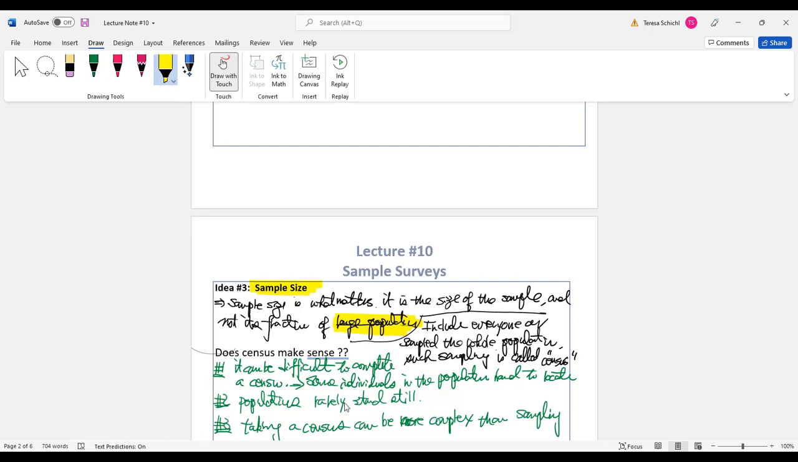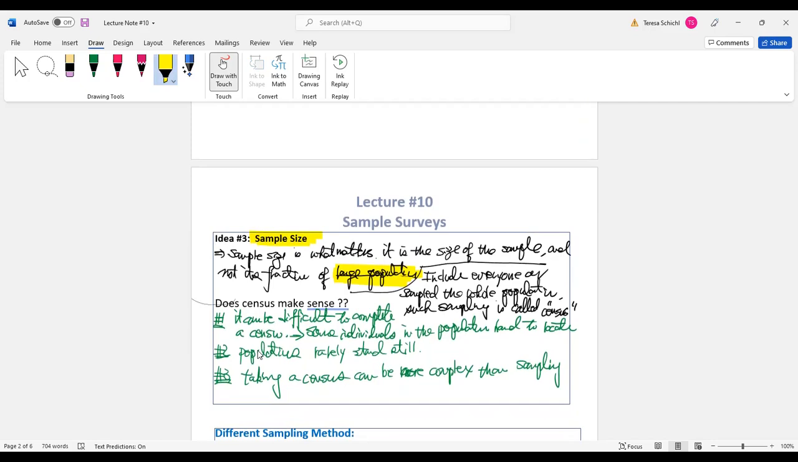So that's why we talk about the last thing here. Does the census make sense? In fact, it's very difficult to do, and the population really doesn't stand still, and it's sometimes more complicated than sampling. That's why, in the US, we only do the census every 10 years, because it's not an easy task here. All right, okay, that's it.